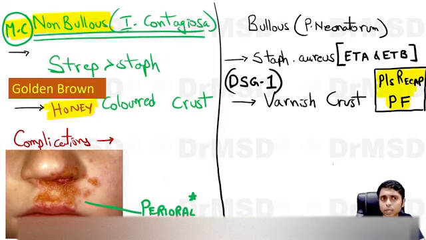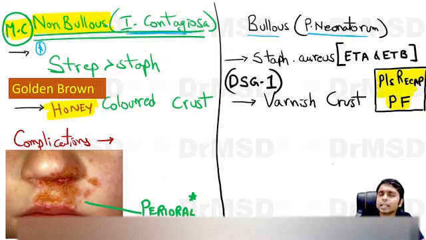So non-bullous impetigo is the most common of all the types of impetigo, and this is also called impetigo contagiosa. Why? Because this easily spreads from one child to another child. Okay, so it is called impetigo contagiosa. And the other variant is called bullous impetigo. In a few books it is mentioned as pemphigus neonatorum. Why? Because this has the bullous lesions in the children.